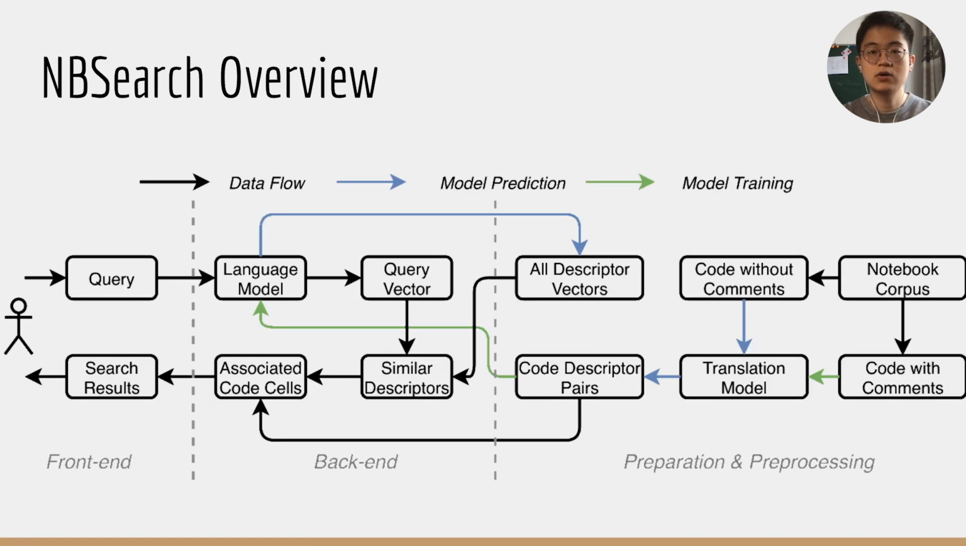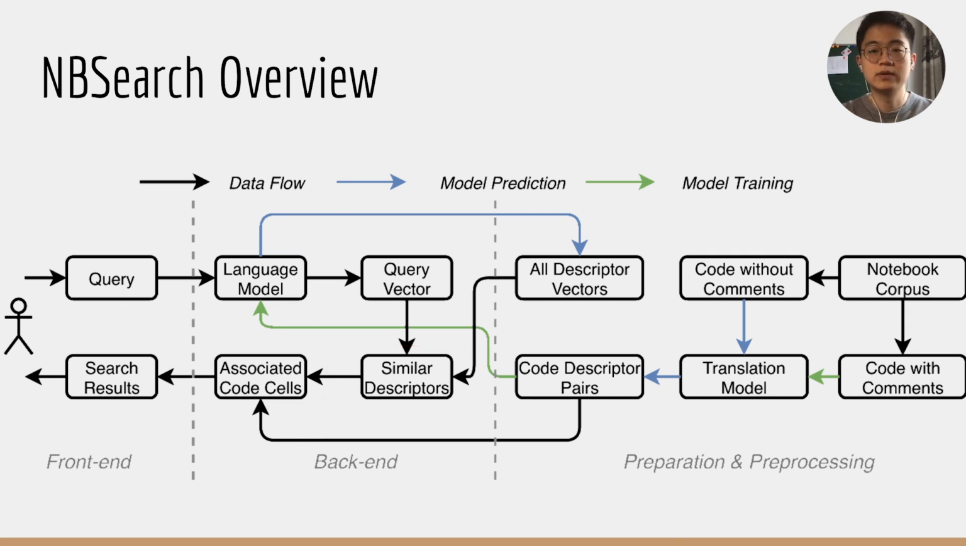To support semantic code search while treating code cells as basic search units, we'd like to have a mapping between code cells and text descriptors. However, not every code cell has meaningful descriptors such as comments, and therefore a machine learning model is needed to convert code into natural language. After having code descriptor pairs, users can conduct semantic search via natural language. The input query will be transformed into an embedding vector space to enable similarity ranking with code descriptors.